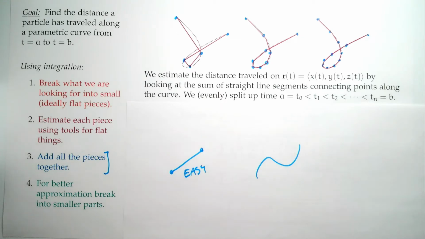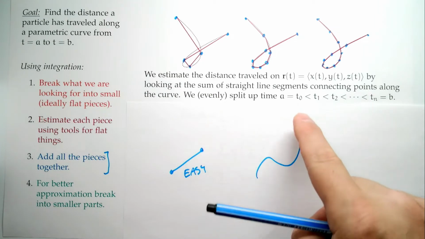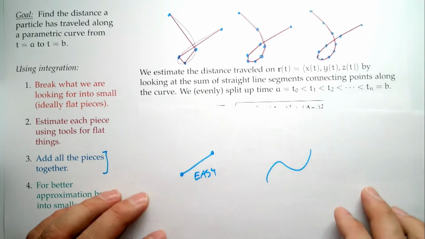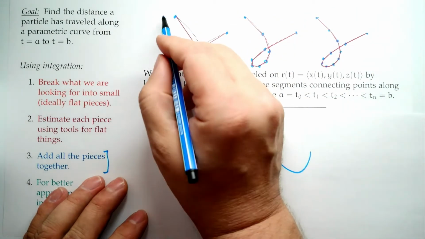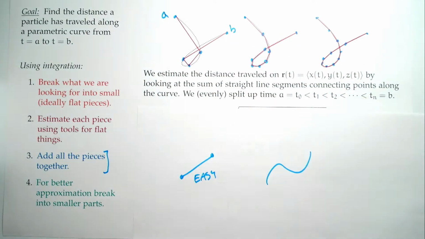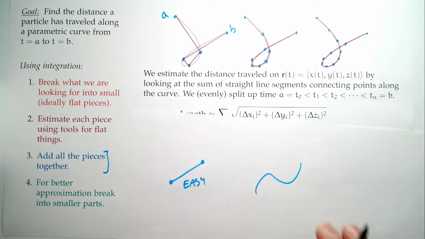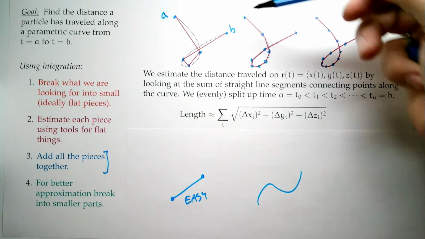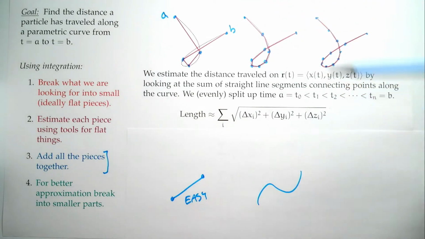So what happens is, let's take our curve and break it up. The way we break it up is we actually break up our time, because time is how we move along the curve. So we start up here at time A, we end here at time B, and we break it up into finer and finer pieces. So, what's the length? Well, the length is the length of these straight line segments added up.